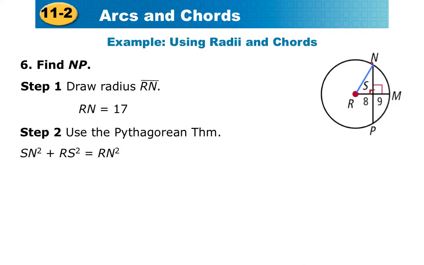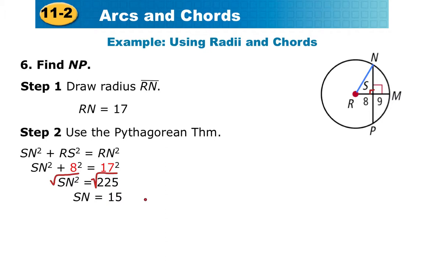SN squared plus RS squared is equal to the radius RN squared. Substitute. This is 8. The hypotenuse is 17. Do a little bit of math. You get SN squared is equal to 225. Take the square root of both sides. We end up with plus or minus 15, but since we're talking about a distance, I'm only going to focus on the positive one, which is 15.